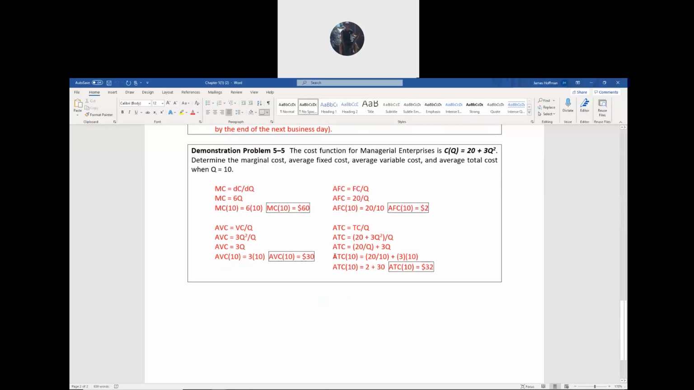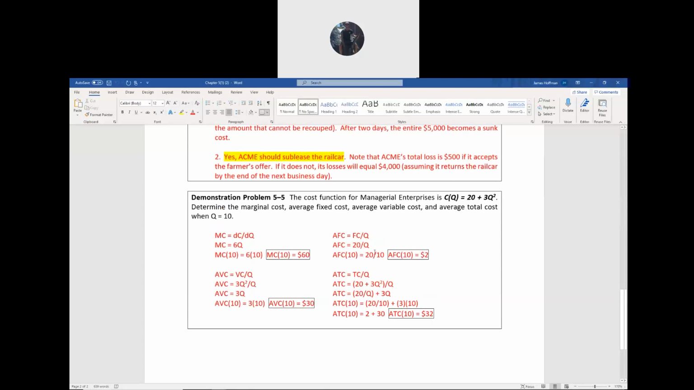Finally, what is average total cost? So total cost on average is just total cost divided by Q. So this divided by Q, 20 plus 3Q squared divided by Q, and we get 20 divided by Q plus 3Q. That Q cancels out, and we get average total cost when Q is 10 is 20 divided by 10 plus 3 times 10. And simplify, we get 2 plus 30, which is $32.